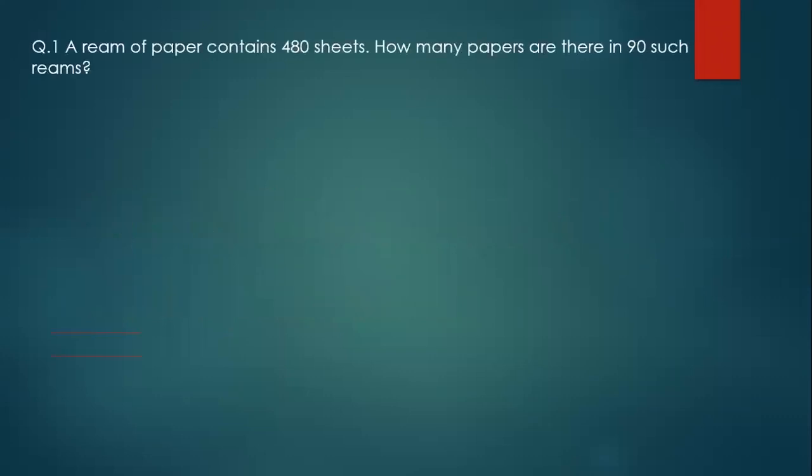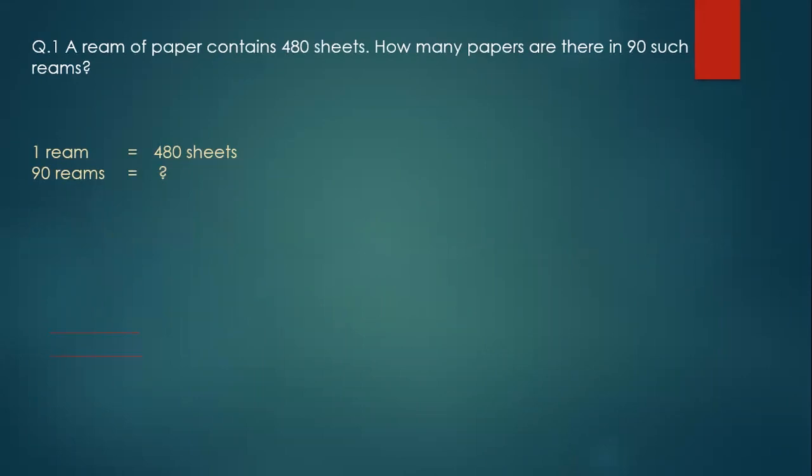A ream of paper contains 480 sheets. How many papers are there in 90 such reams? So here one ream is equal to 480 sheets, and you have to find the number of sheets in 90 reams. Students, remember, whenever we are given information of one thing and we have to find the answer for many things, then we do multiplication.